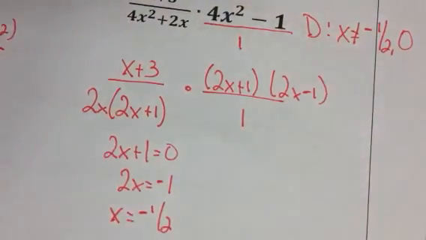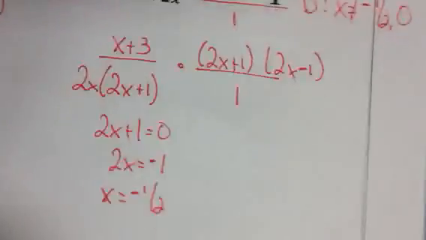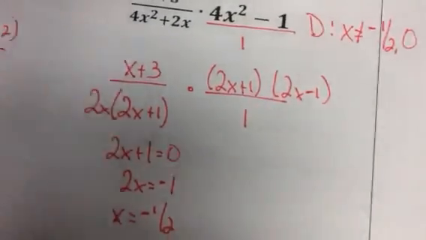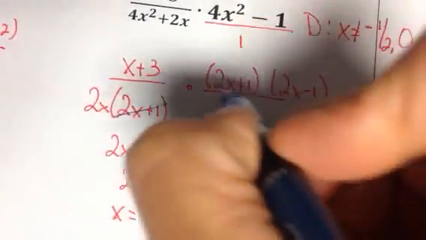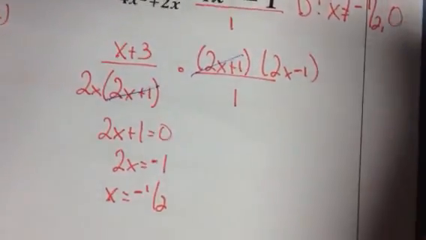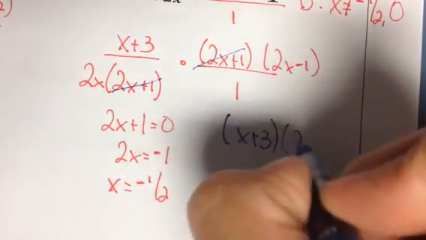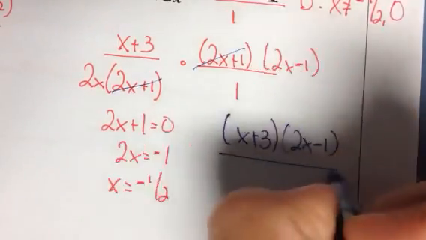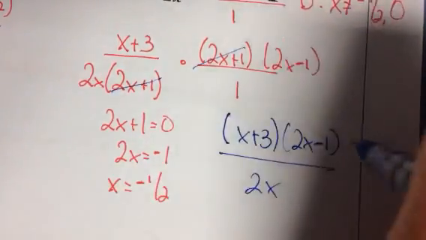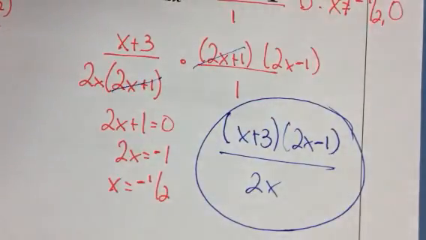But now let's do our canceling out. So this factor of 2x plus 1, we'll take out this factor of 2x plus 1, and that's it. So what we're left with is x plus 3 and 2x minus 1, and in the denominator we're left with 2x, and we're just going to leave it like that. Okay?